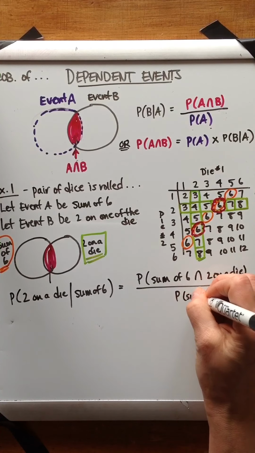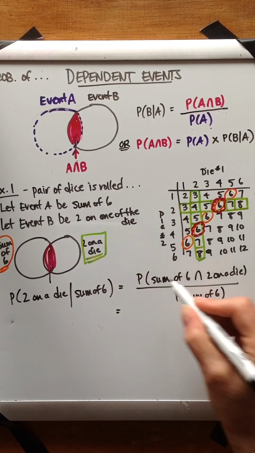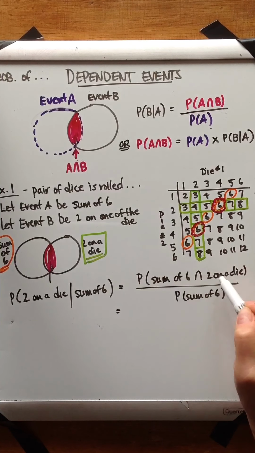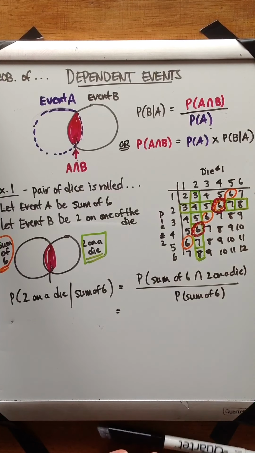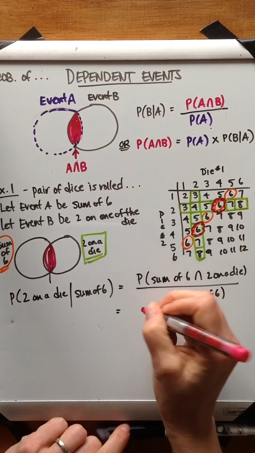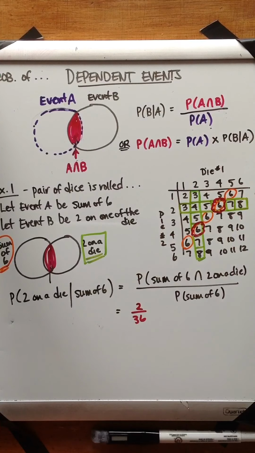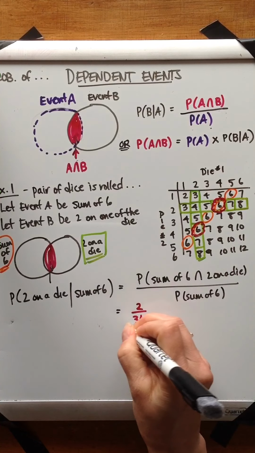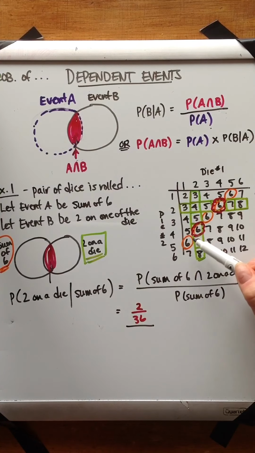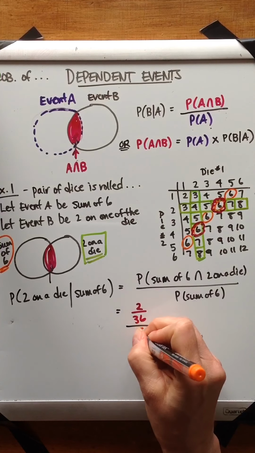Okay? So, what is the probability of these two where they overlap? Well, there are two scenarios where they overlap out of a total of 36 possible scenarios. Underneath, the number of events where there's a sum of 6, or the orange ones, has a value of 5 out of 36.